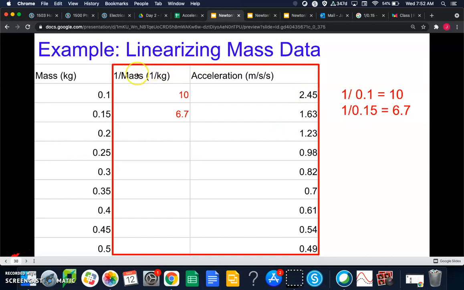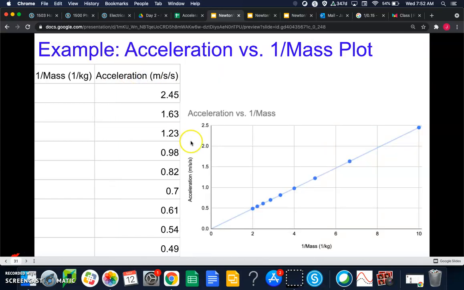And then what we're going to actually do is plot 1 over the mass versus the acceleration, or actually the acceleration versus 1 over the mass, I should say. And so you can see on this graph I've got acceleration on the y-axis and 1 over mass on the x-axis. And when that happens, those data points will make a straight line. And so now we can find the slope of that line, and this slope is actually going to have some meaning.